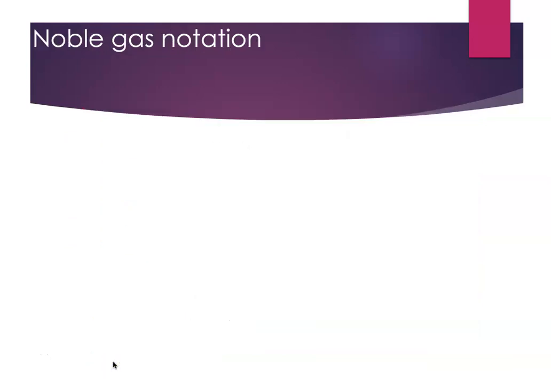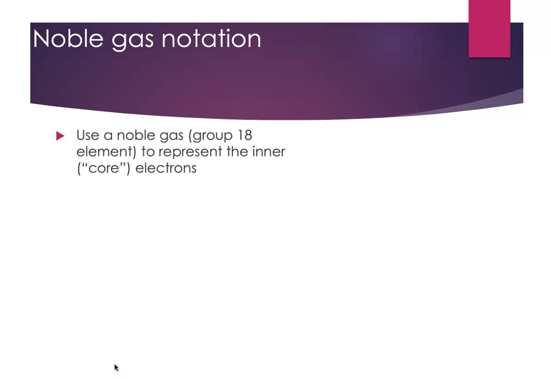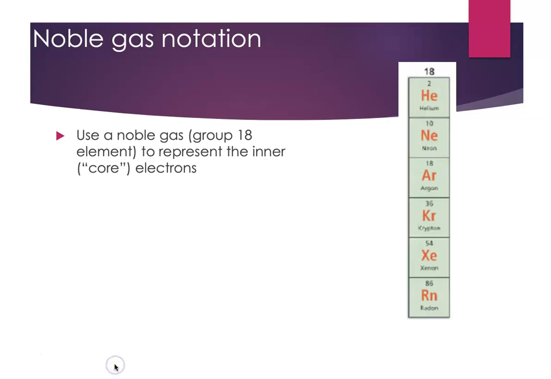Okay. But we're going to introduce another notation. I said there were 3 notations for electron configurations. The last one is called noble gas notation. We can use a noble gas, a group 18 element, to represent the inner or core electrons, and then show the electrons that are beyond that. So it has to be a noble gas. It has to be a group 18 element. Remember, these have all of their occupied sublevels completely filled.